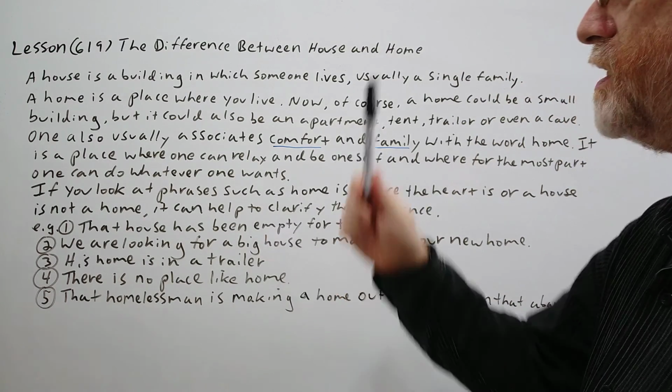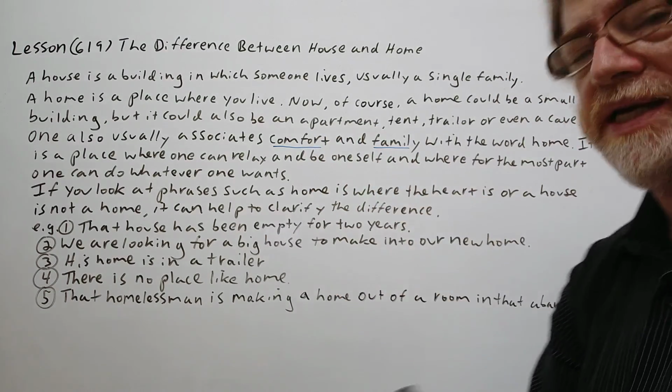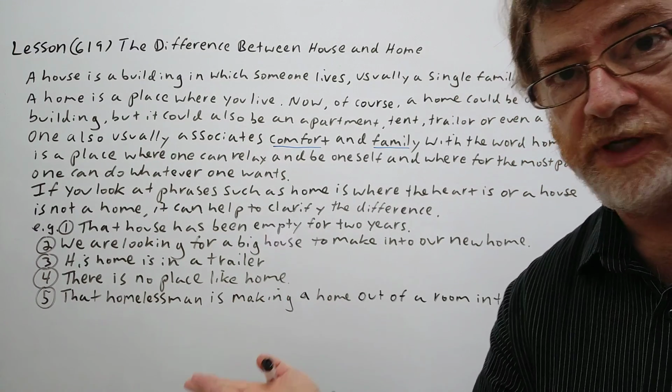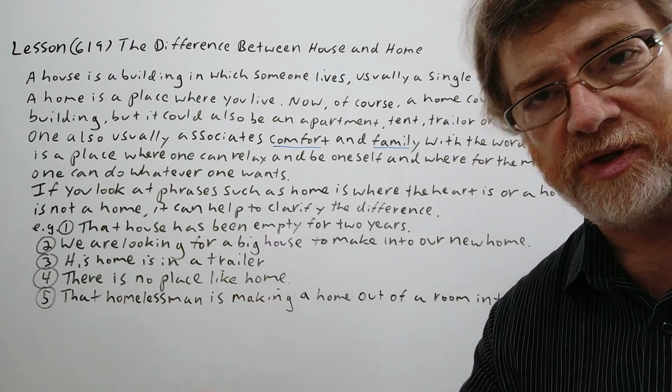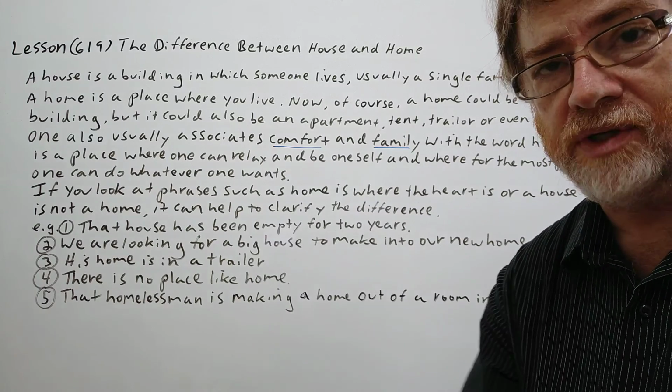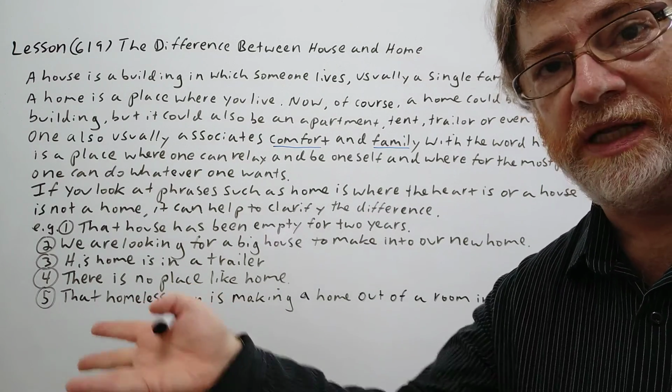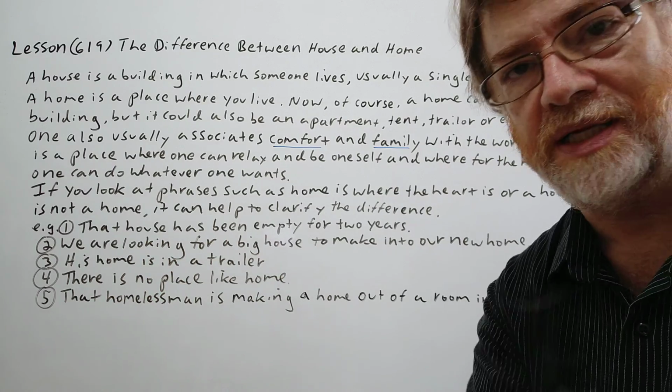All right, here, a house is a building in which someone lives, usually a single family. Now, could it be two families? Of course. Could it be a single person? Of course. A house could even just be sitting there by itself with nobody living in it. It's still a house. All right, let's continue.